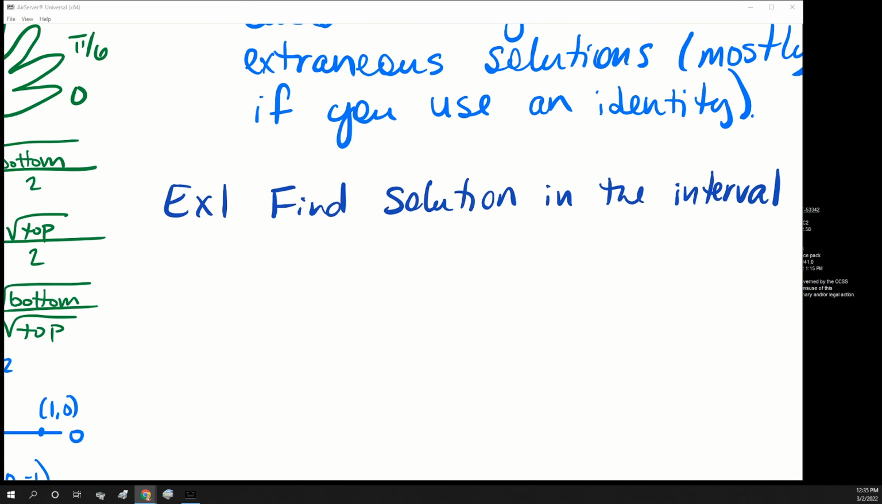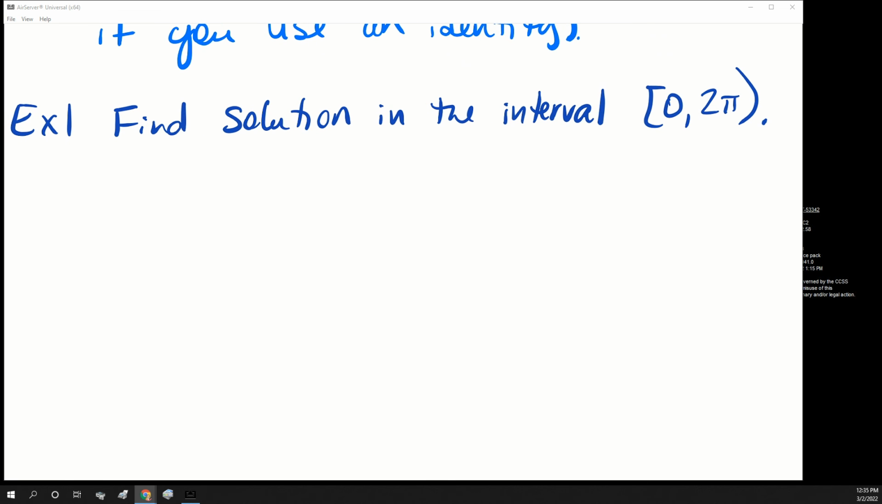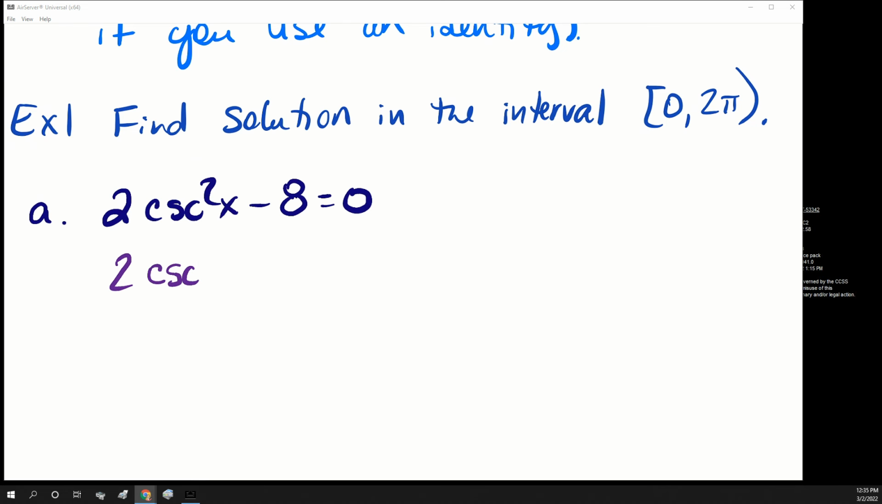All right, so here we go. This is going to be a little step above what we did before. For A, we have 2 cosecant squared of x minus 8 equals 0. Our first step on one like this is to try and get cosecant of x alone. So what would y'all do first? Add 8. Divide by 2.